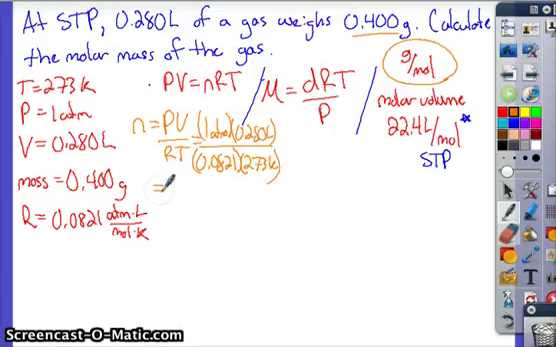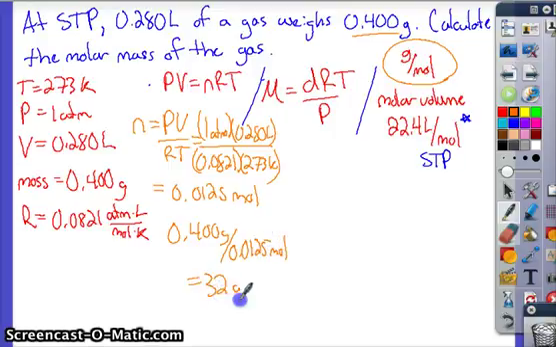Solve for n, and you're going to get a mole amount of 0.0125 moles. Take the number of grams that you have, divide that by the mole amount that you just determined, and you get a molar mass of 32 grams per mole. Actually 32.0 grams per mole, but it's 32 grams per mole. That's using the PV equals nRT formula.